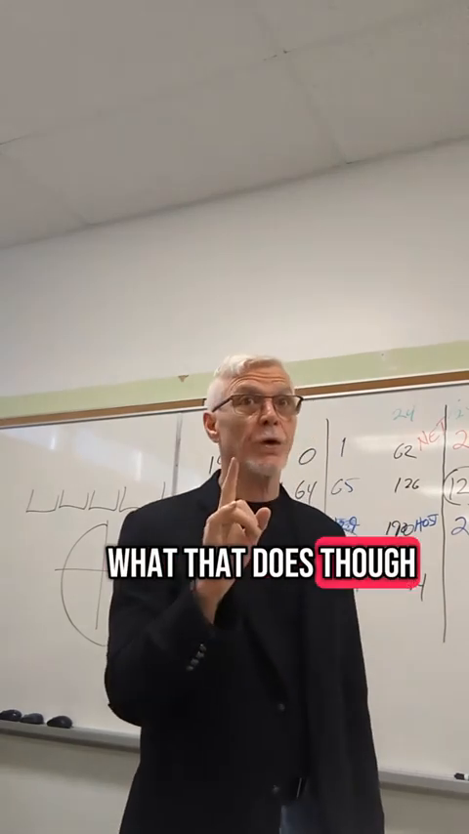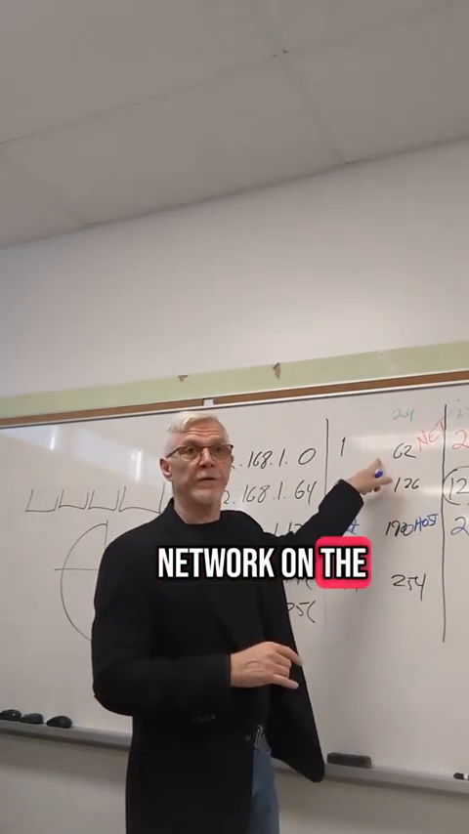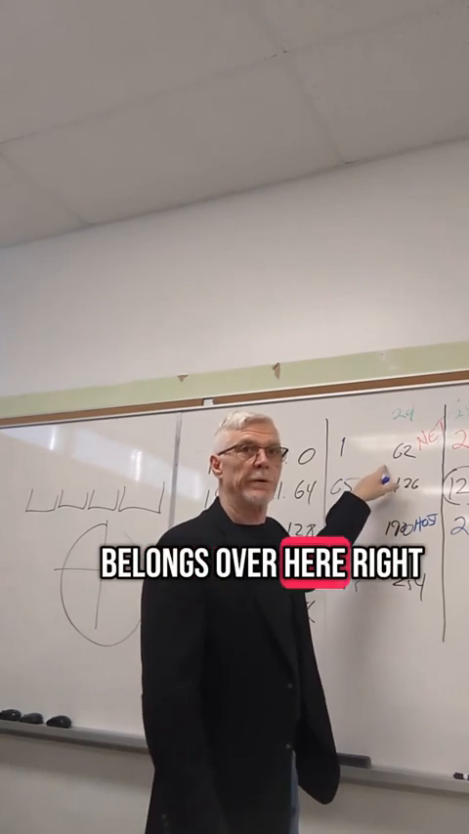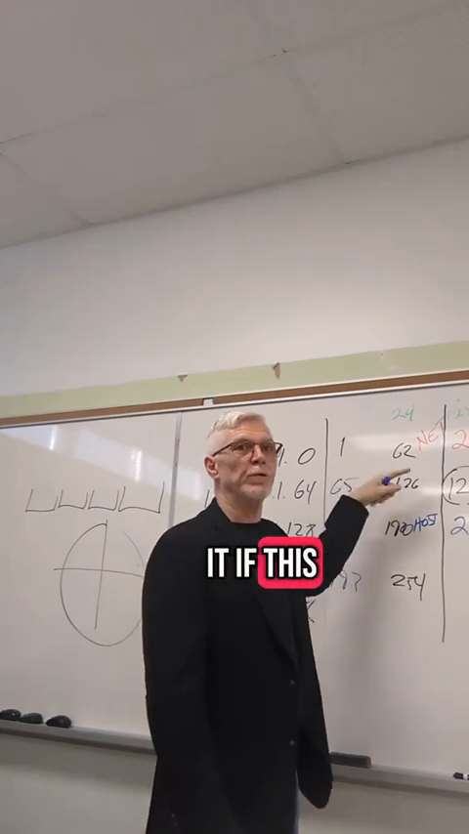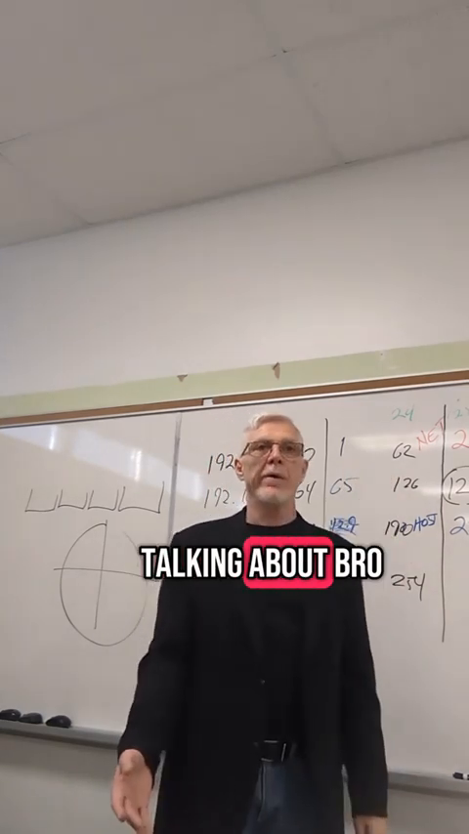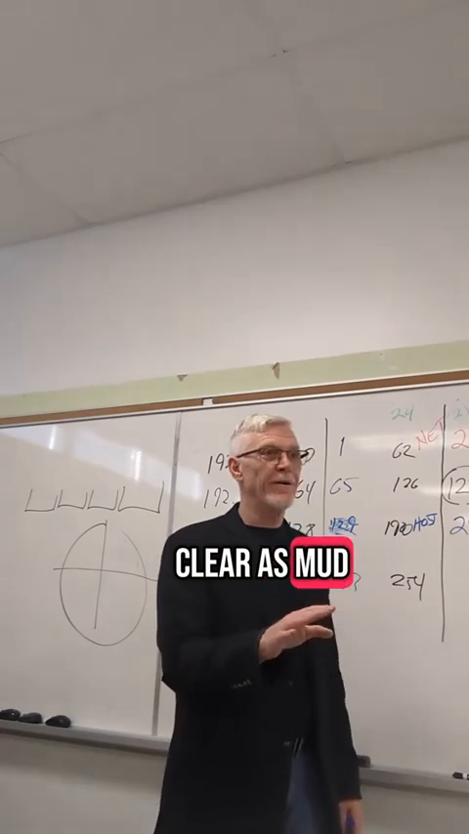And what that does, though, to the router, if you put a host number from the second network on the first network, it just says you can't do that. That number belongs over here, right? That's equivalent of if this is 192.168.1.0 and you try to put a 10 dot, it goes, what are you talking about? Clear as mud? All right, cool.